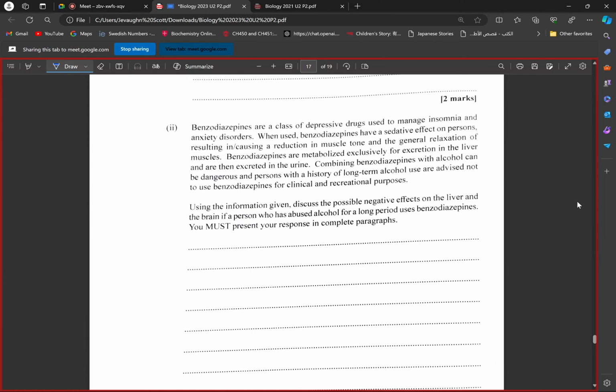But I would say that its effect on the liver would be severe, because for persons who abuse alcohol for a very long time, they have scarring on the liver. Usually they suffer from cirrhosis, so the liver cannot break down benzodiazepine. Basically, it cannot carry out its functions. Okay, so we're going to need more for that answer, but you're completely on the right track.